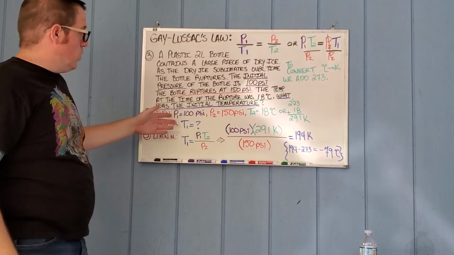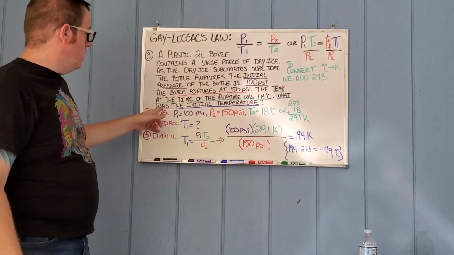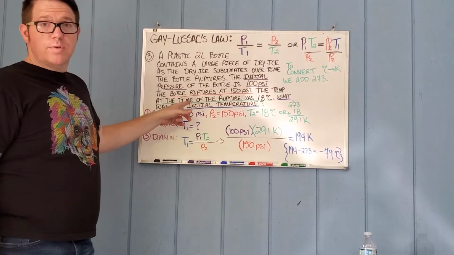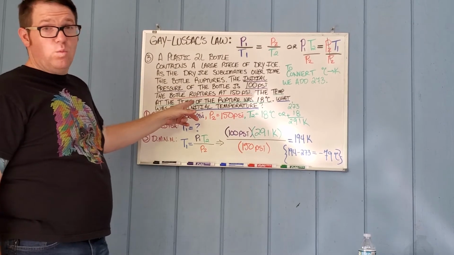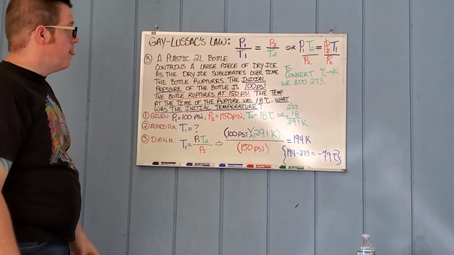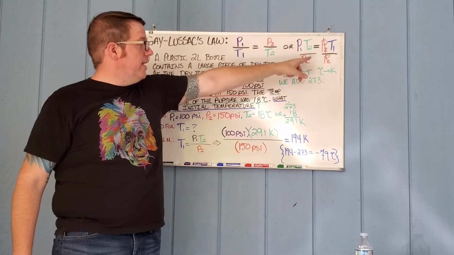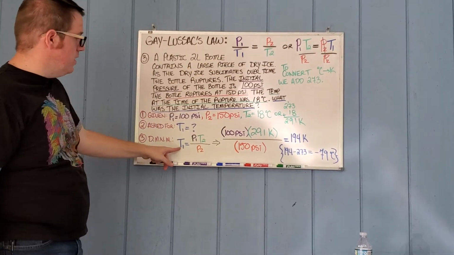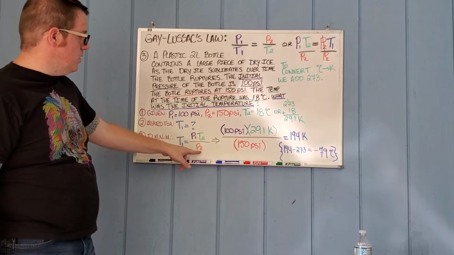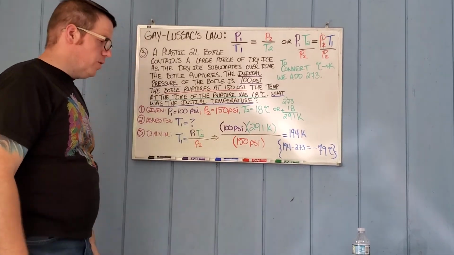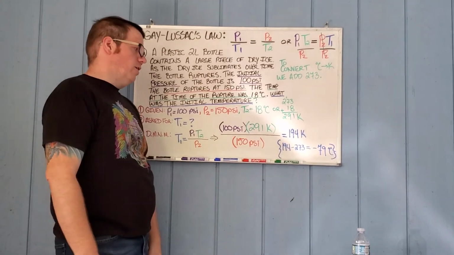So in this particular question, the question was, what was the initial temperature? So here again, we see initial temperature, so we can say that that is T1. So we're looking for T1. We isolate T1 by dividing out P2. Right? So as we divide out P2 on both sides, we end up with T1 is equal to P1 times T2 divided by P2. We plug in our values, crunch our numbers, and we end up with 194 Kelvin.